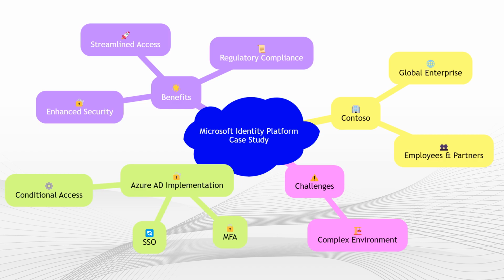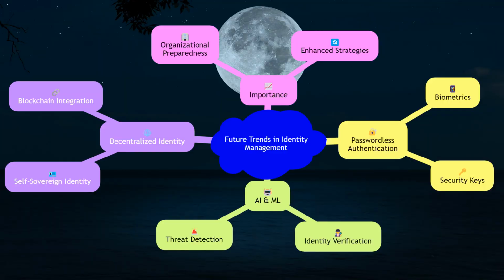This case study highlights the benefits and challenges of implementing the Microsoft Identity Platform in a complex organizational environment. The field of identity management is constantly evolving, with new technologies and trends emerging. Some future trends include the increased adoption of passwordless authentication, the use of artificial intelligence and machine learning for identity verification and threat detection, and the integration of decentralized identity solutions. Staying informed about these trends can help organizations prepare for the future and continue to enhance their identity management strategies.